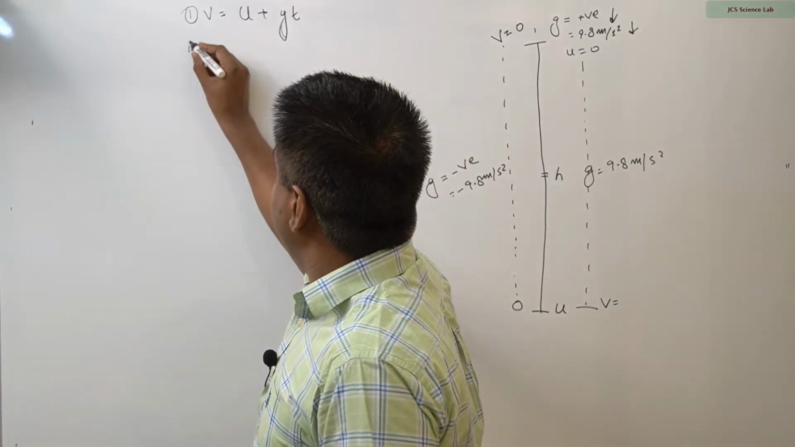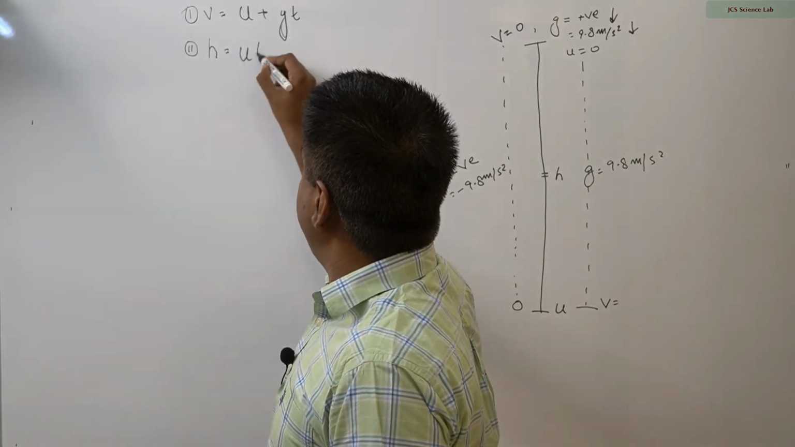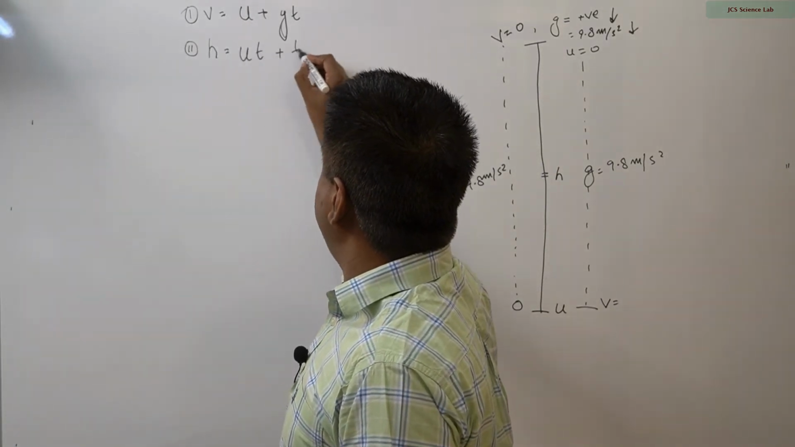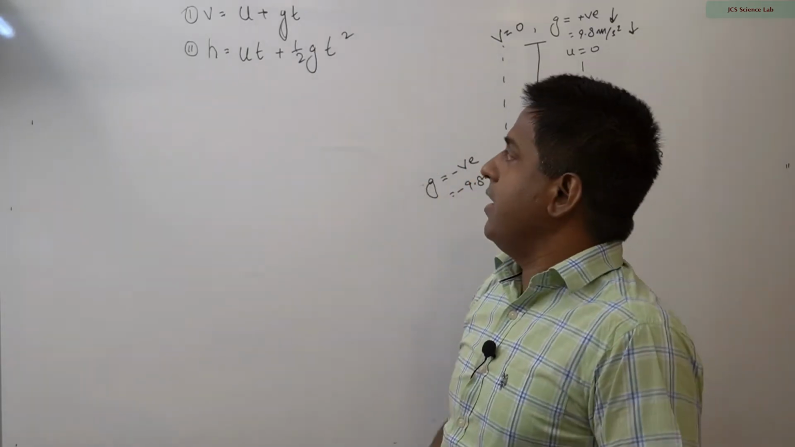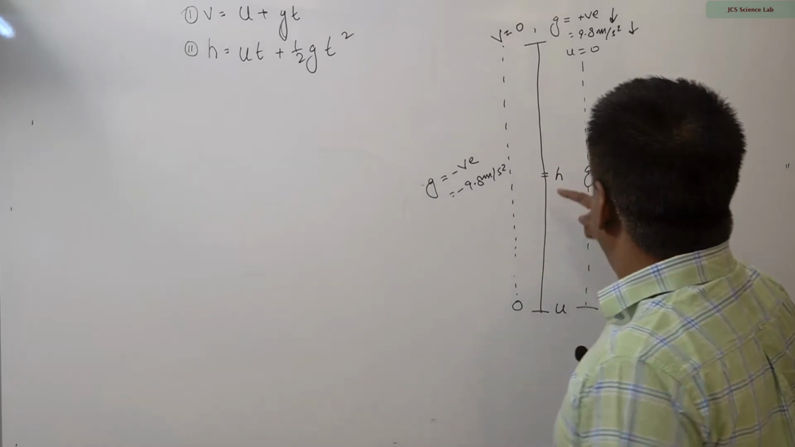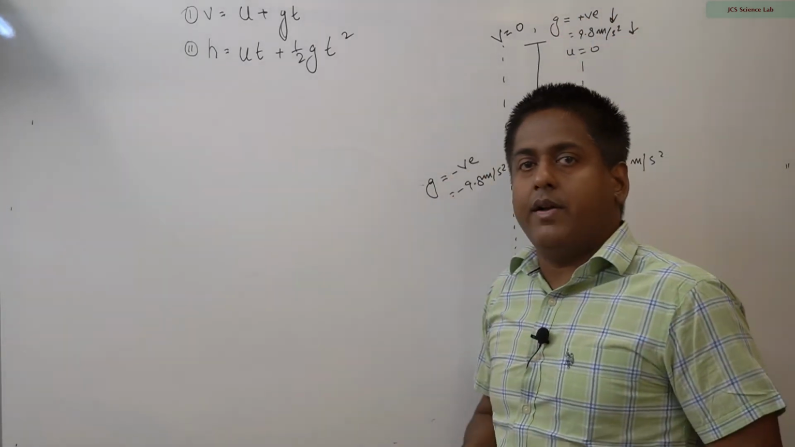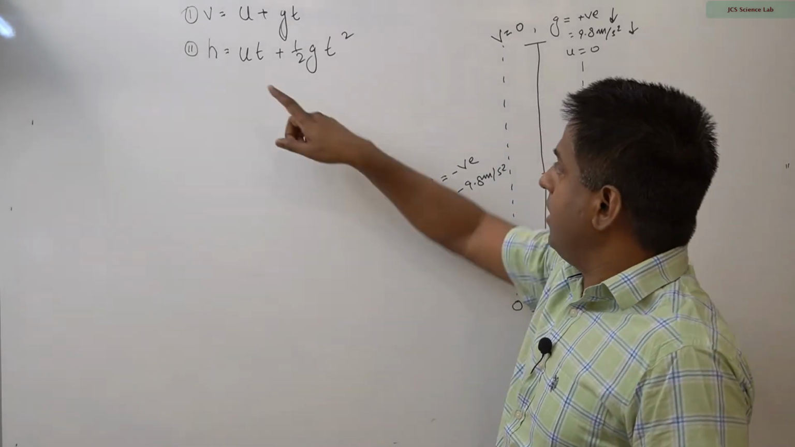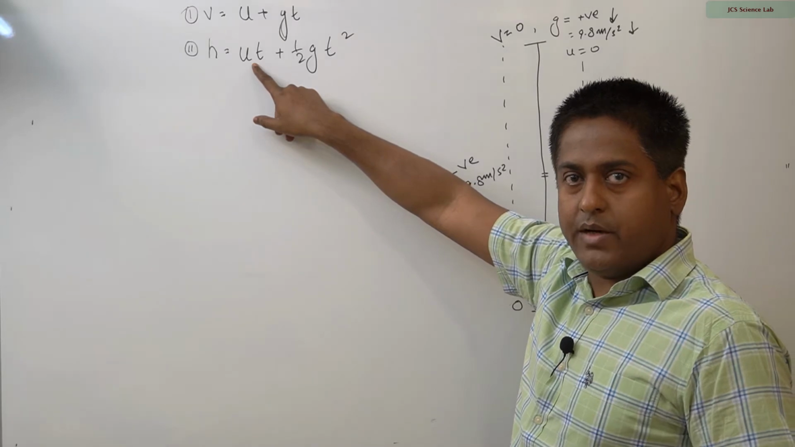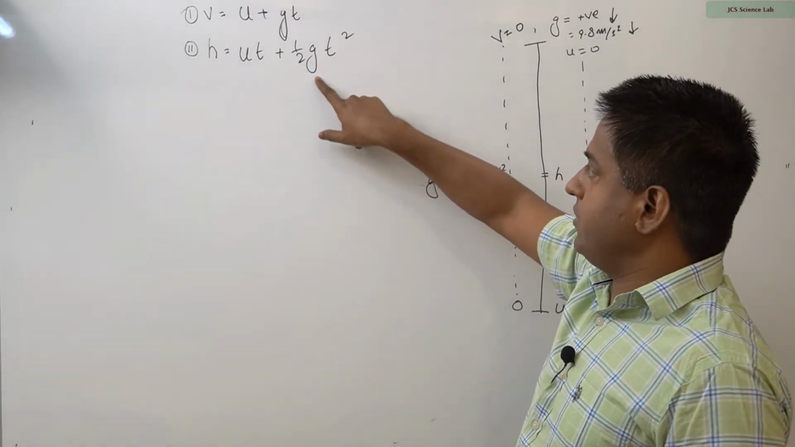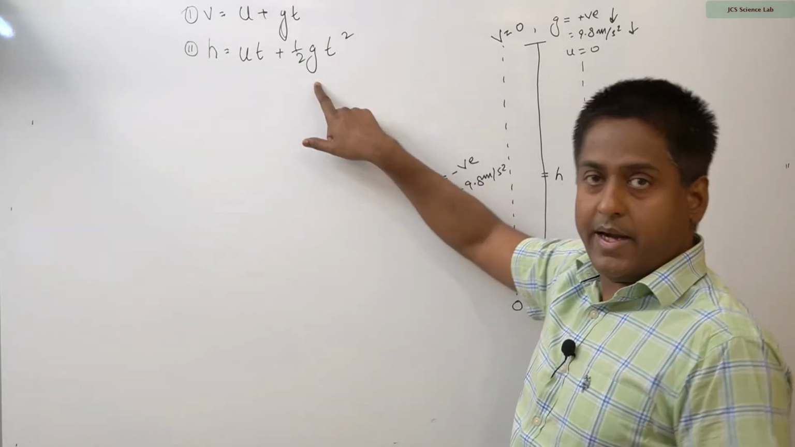The second equation of motion is H is equal to U into T plus 1 by 2 G T square. Again, what is H here? H is the maximum height attained by the object when it was thrown, right? U is the initial velocity with which the object was thrown, T is the time, and G is acceleration due to gravity. Again, when the object moves up, G is negative.